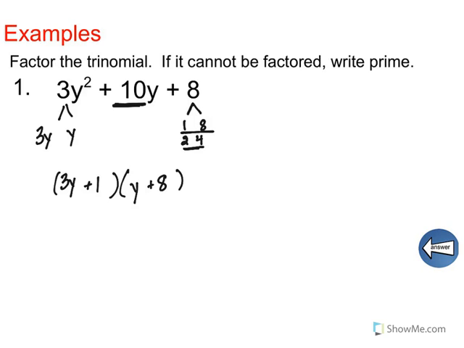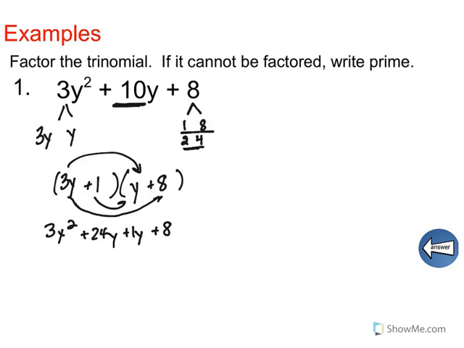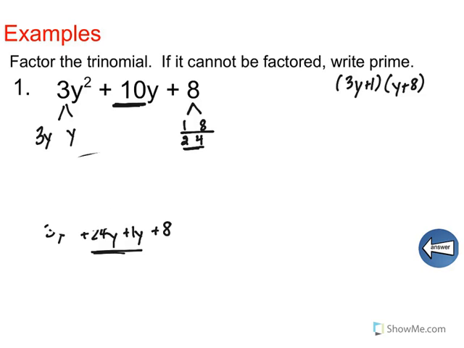So I have 3y times y. That's 3y squared. 3y times 8, that's positive 24y. Plus 1y plus 8. Now I know that this one's not going to work because 24y and 1y do not give me 10y. So I'm going to write this combination off to the side so that I don't do that combination again. And then I'm going to go back to the drawing board.